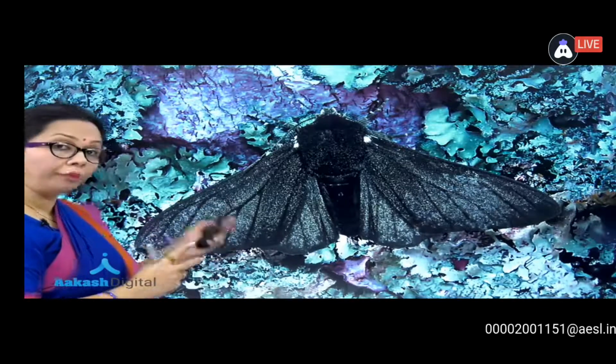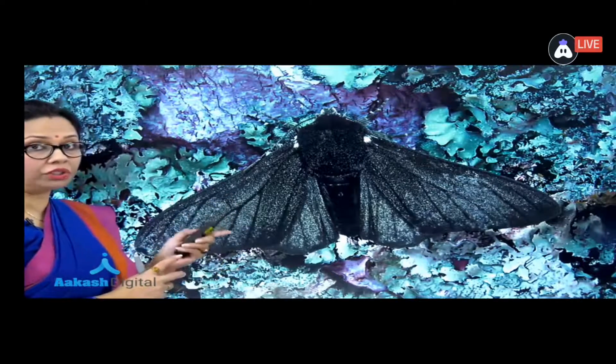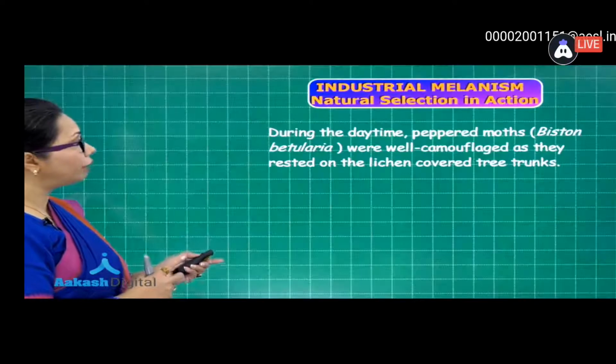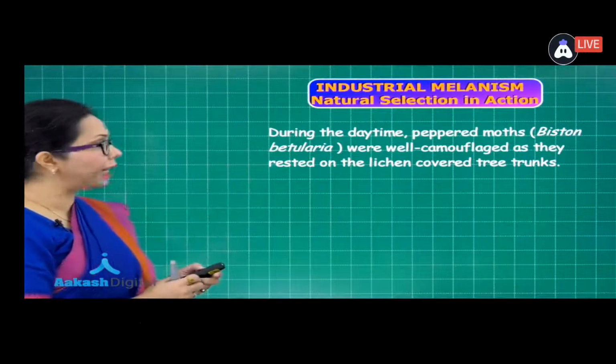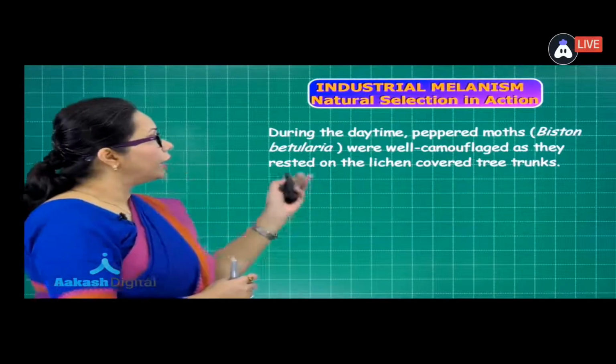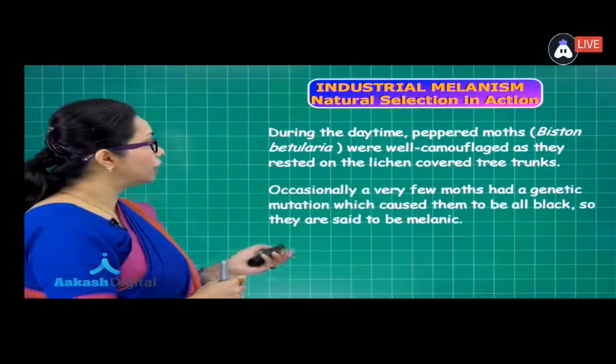So here it was a dominant mutation because it is being expressed in the phenotype, so that means it is dominant. So from here we can see that this moth, which is scientifically named Biston betularia, was well camouflaged as it rested on the lichen covered trunks.